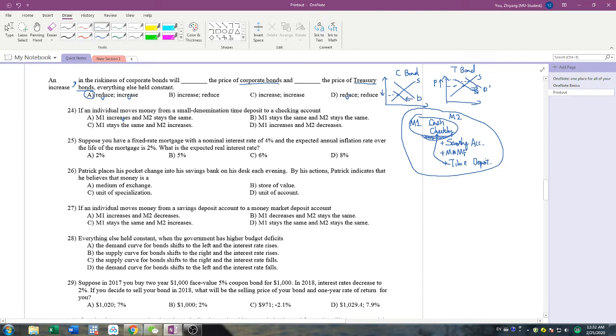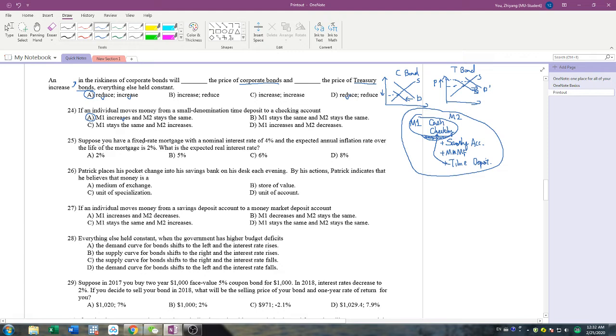Because M2 includes both M1 and time deposit. When you're doing a transfer between these two accounts, it doesn't really change the size of M2. So M2 is going to stay the same. So option A is correct.